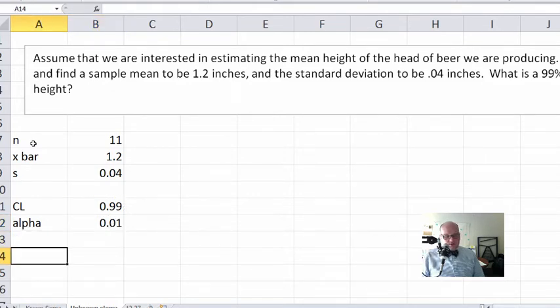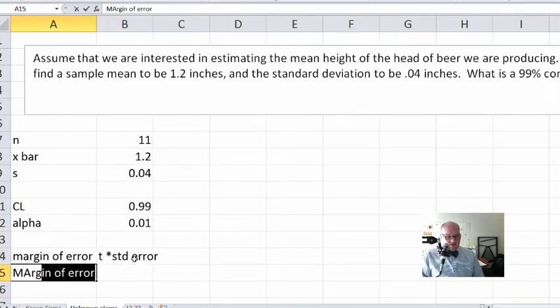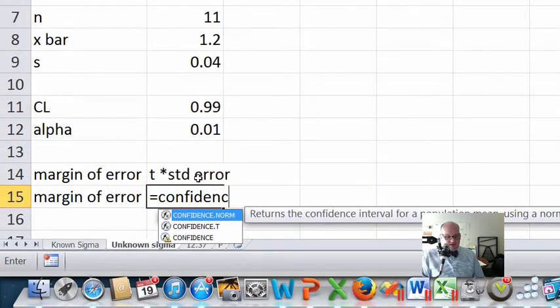So if I don't know sigma, then I have to do this t guy, right? So the margin of error then equals something like t times the standard error. So we could go find this t using the T inverse function. We're not going to do it that way. And then the standard error would just be s divided by the square root of n. Instead, we're going to do it using this confidence.t formula.